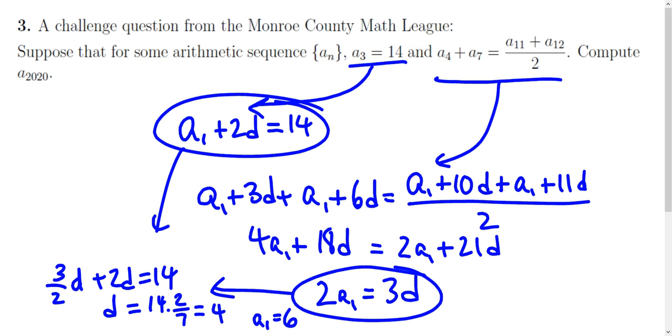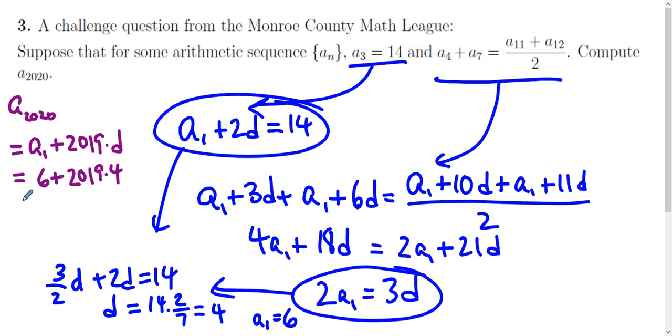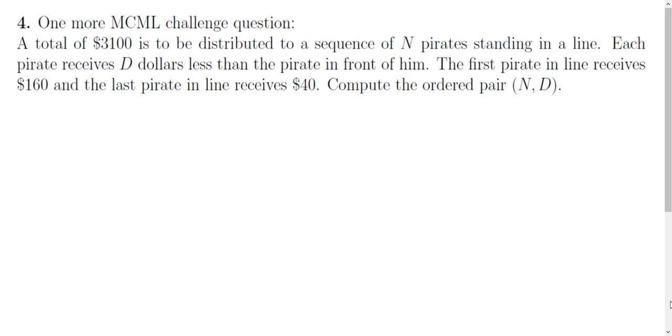Now, a sub 2020 is the first term plus 2019 Ds. First term is 6. Common difference is 4. What's that? 8,076 and another 6. There it is. Nothing fancy. Nothing fancy at all. Just using definitions over and over again.